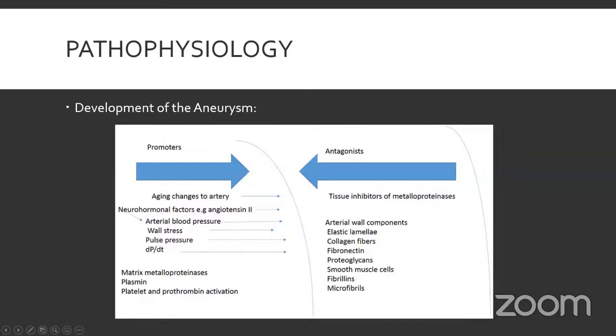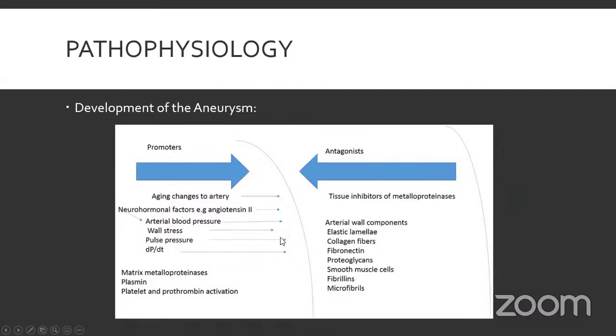Now, the last point is about platelet and prothrombin activation. Platelets and prothrombin are found activated in the aneurysmal tissue. It's not really sure whether that's a cause for the aneurysm or just a result. Now we mentioned the promoters. What about the antagonists? We mentioned the metalloproteinases.